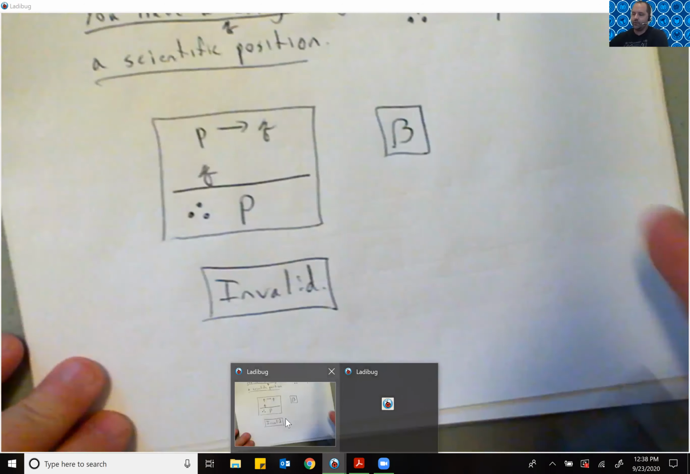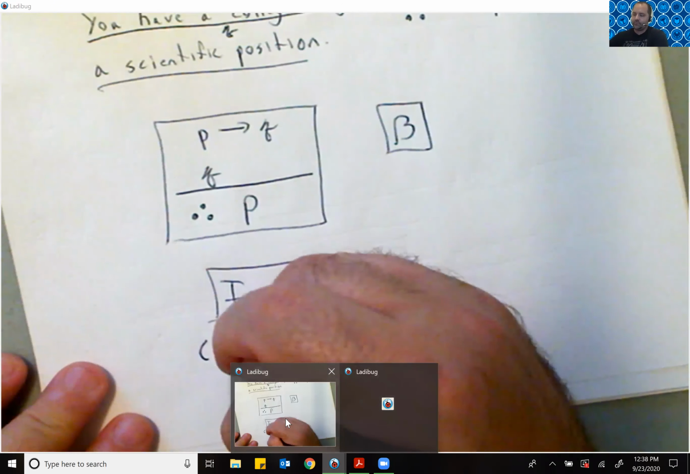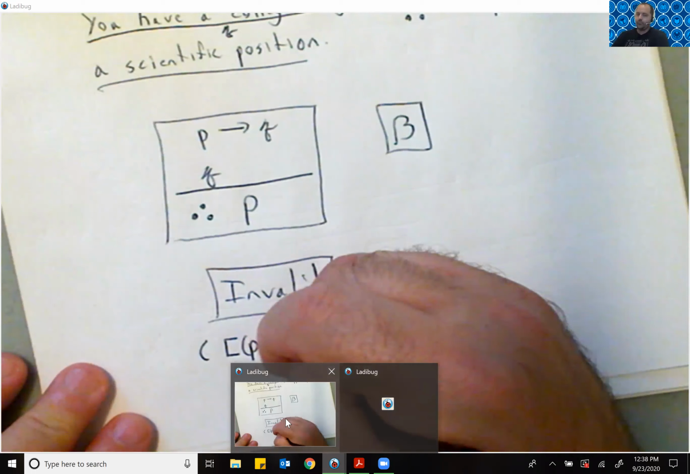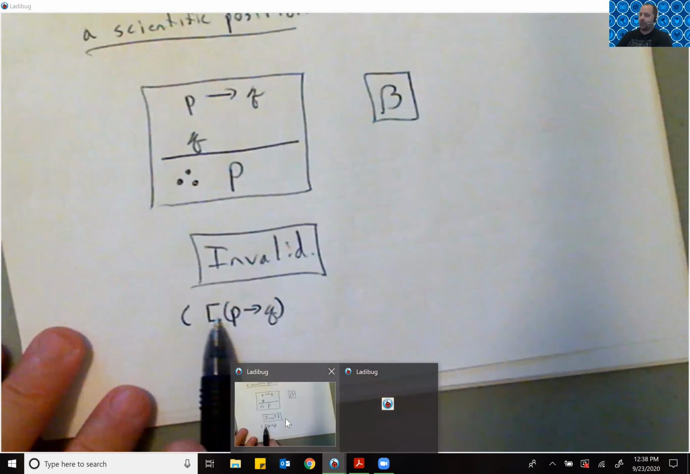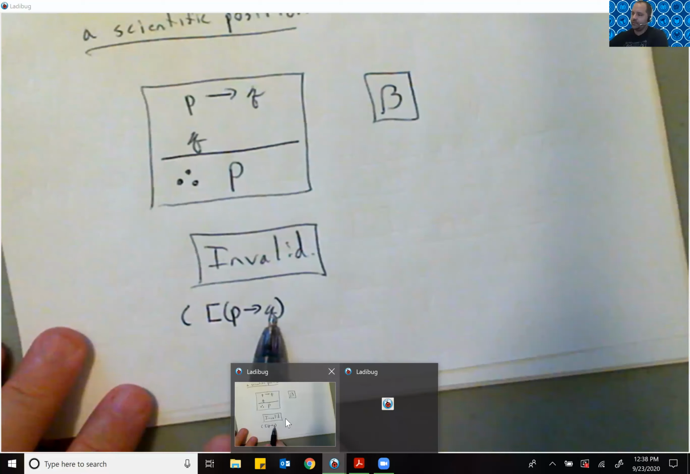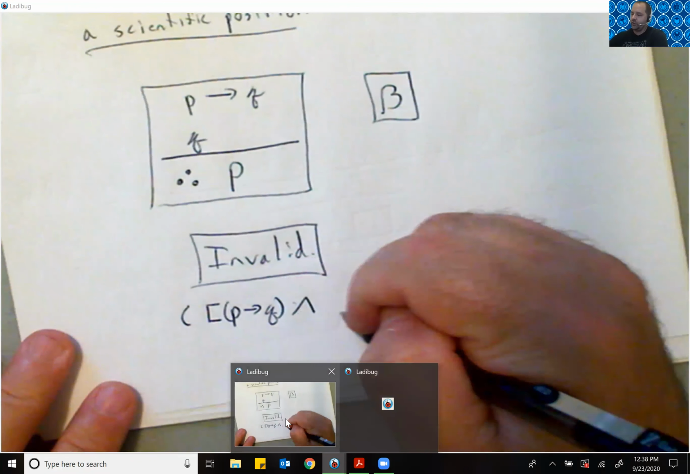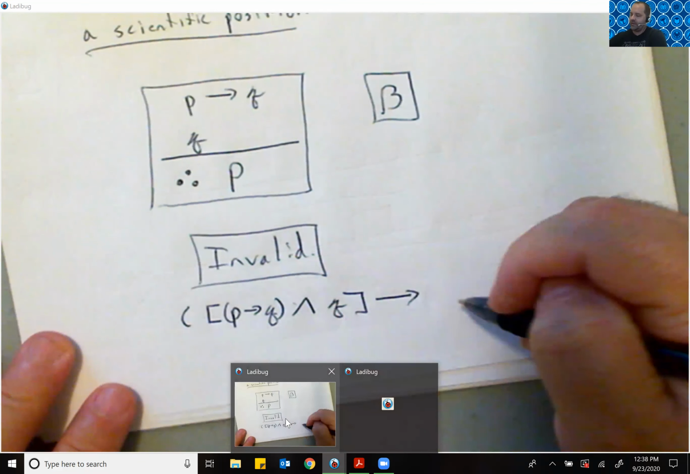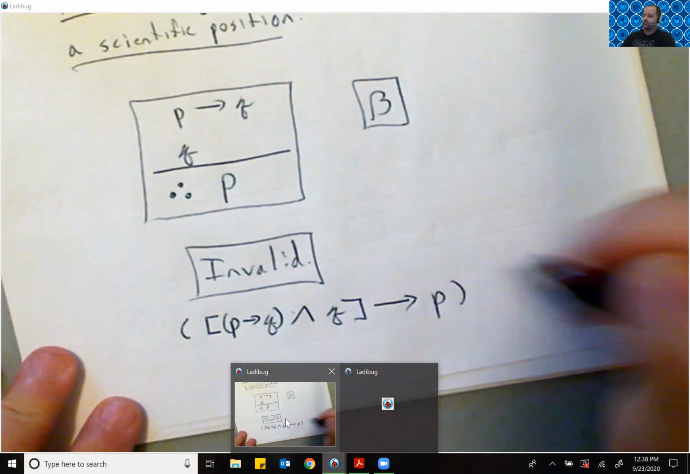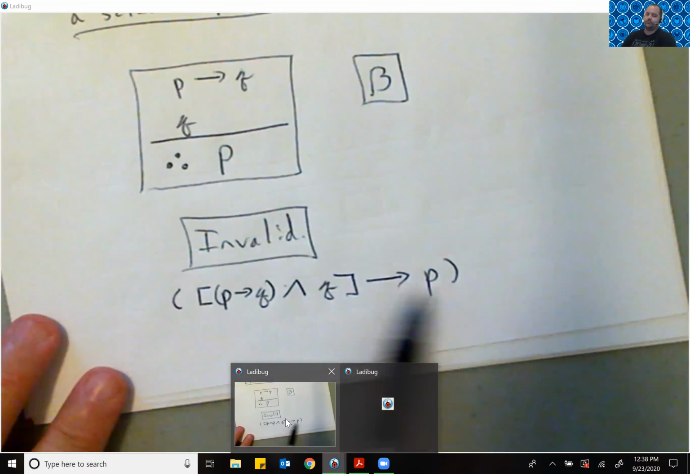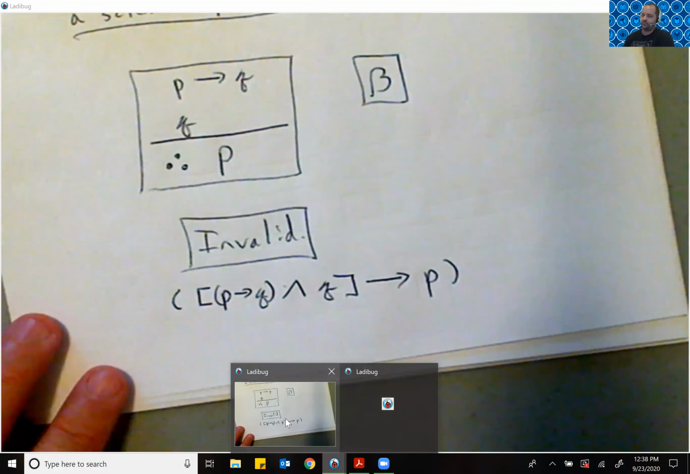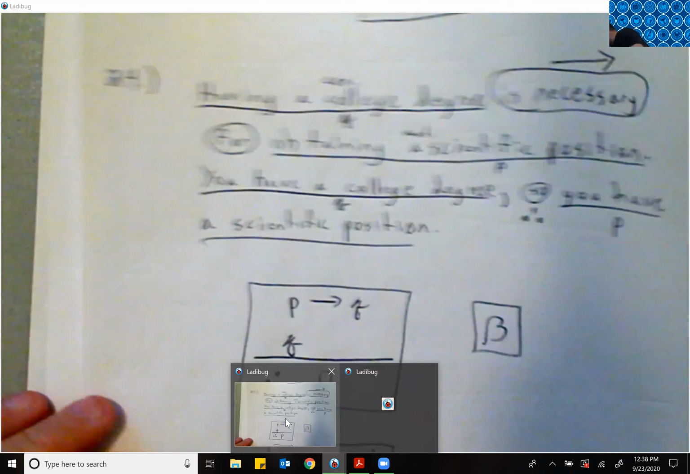And again, you could run a truth table on it if you wanted to. You would be running the truth table on these symbols: bracket, parenthesis P arrow Q, close parenthesis, and Q, close the bracket, conditional sign again, P. The brackets, you can just think of those as parentheses when you're running the truth table. Okay. Last problem, and we're done.